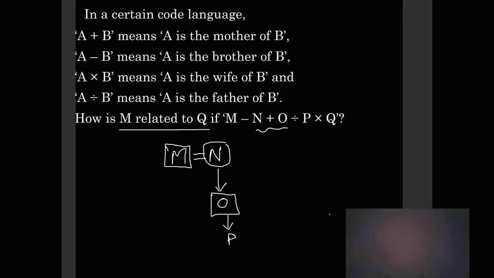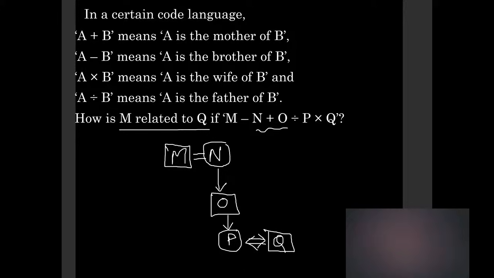Next, last one, P into Q. P into Q means you should take A into B, where A is wife of B. So it means P is wife of Q. P is wife of Q means again a circle, P, with a double implies arrow to Q. As P is a circle, you should take Q as a box because Q is male. Double implies means wife and husband. So this is the diagram for the given question.